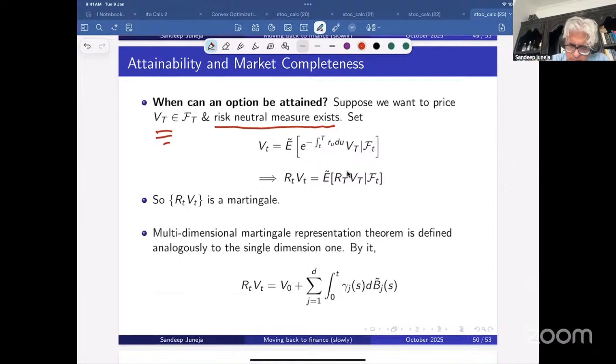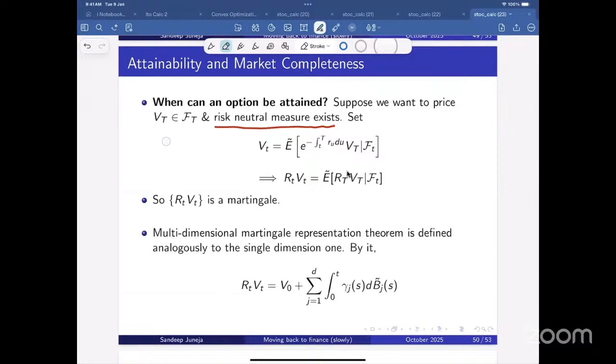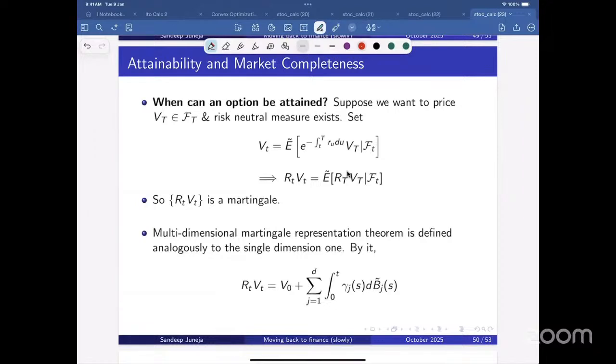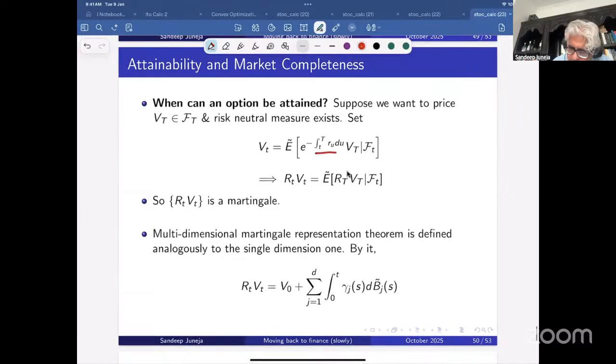Okay. So now we want to figure out whether we can construct a replicating portfolio which prices this. Prof, E tilde is my risk neutral measure, right? That's correct. And that's why we don't have the divide by the discounting part here. No, that already came up here.